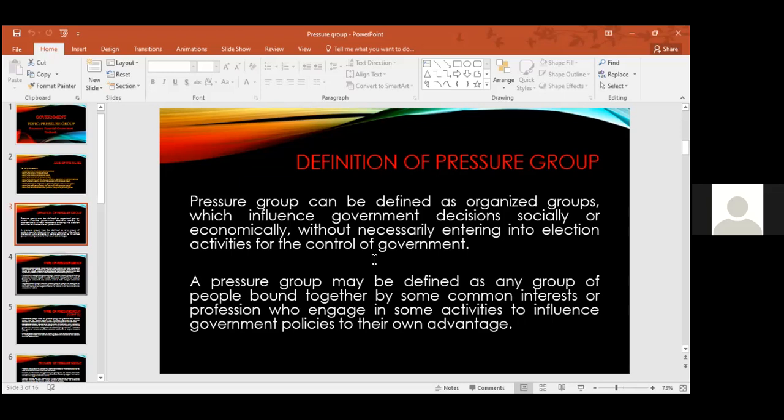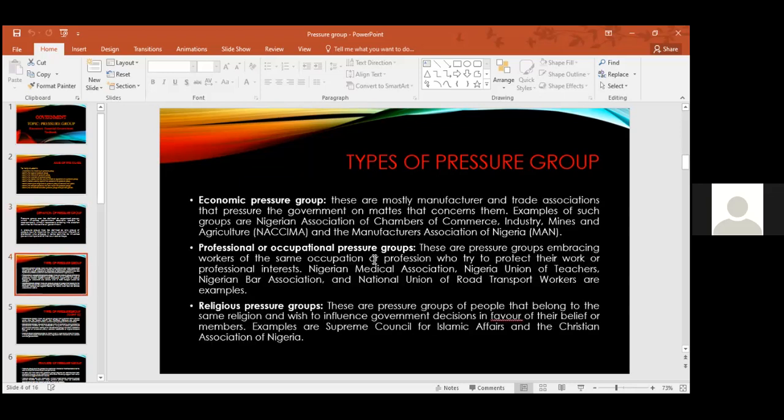So we move to the types of pressure group. We have the first one as economic pressure group. From the word economic, it has to do with mostly manufacturing and trading. So an economic pressure group is a pressure group that is formed by manufacturers or trade associations. For example, we have the National Association of Chamber of Commerce, we have the Industry, Mines and Agriculture, we have the Manufacturers Association of Nigeria. So these are groups that are formed for the main reason of influencing the government's decisions economically.